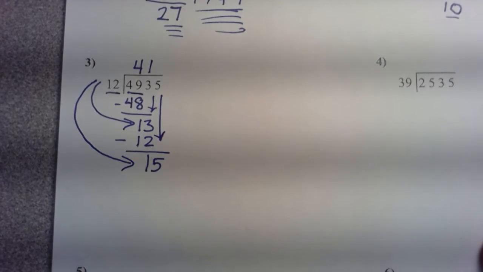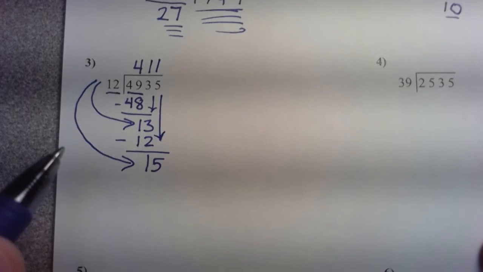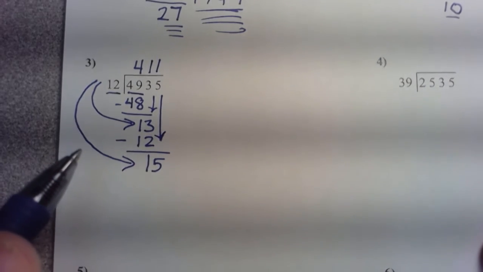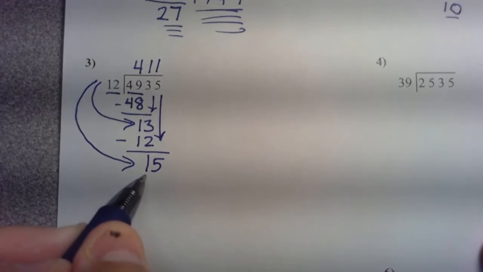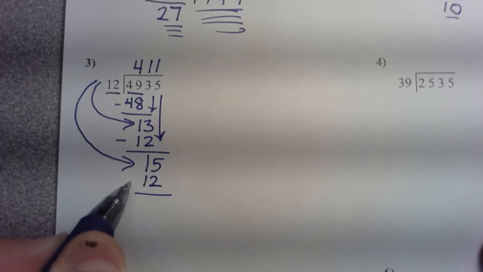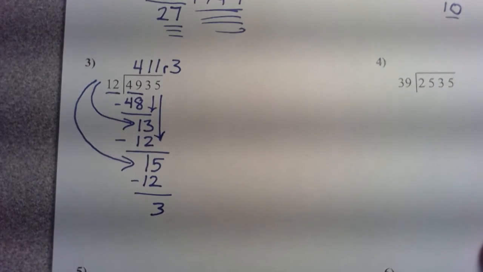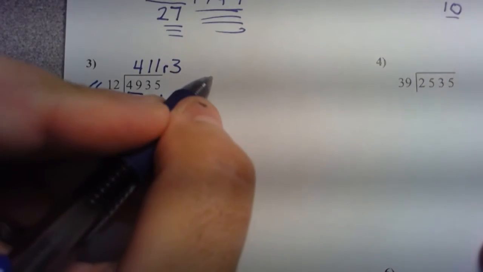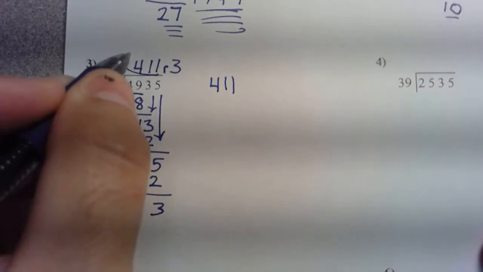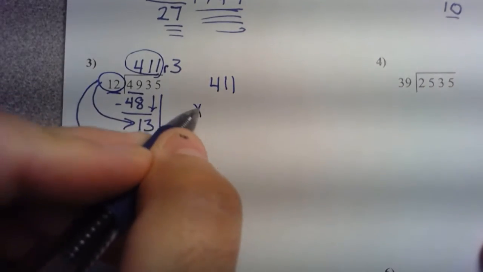12 goes into 15 how many times? 1. So you put the 1 up there, okay? And then times 12 by 1 again. 15 minus that is 3. So 411 divided by... 111. Good job. So if we check that, we'd say 411, the big number, this one here, times this 12.